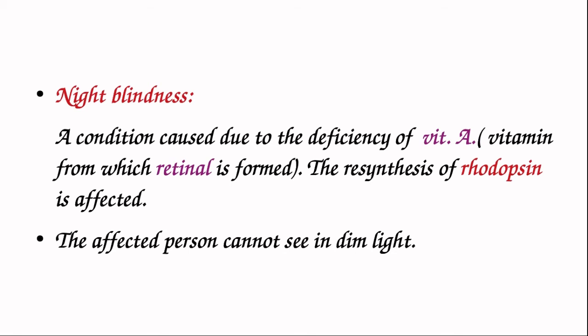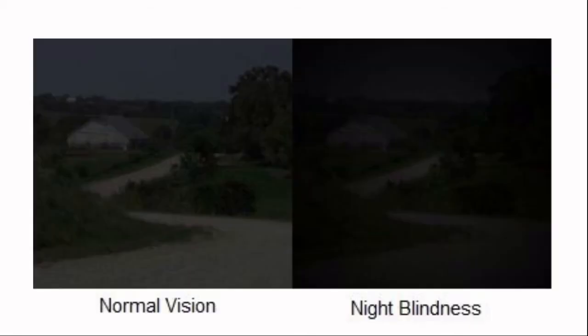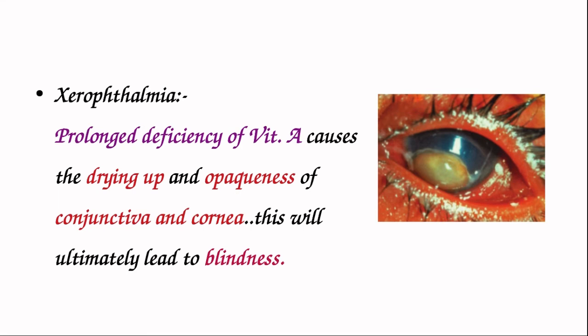So you can see here how a person with normal vision and a night blind person see the same object, okay, at a particular time, maybe during dim light. Okay, here it shows. Now comes another one.